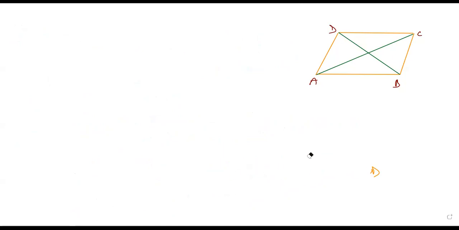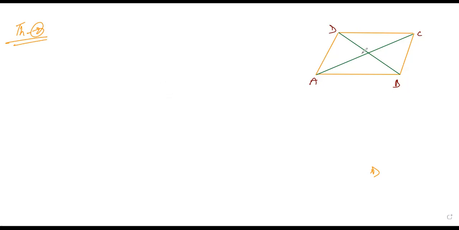These things which we had proved just now come under theorem number 1 only: that the opposite sides are equal, opposite angles are equal, and the diagonals bisect the parallelogram into two equal halves. Now we are going to see theorem number 2. In this theorem, we will discuss that the diagonals of a parallelogram bisect each other. So two diagonals are there in a parallelogram and they bisect each other.